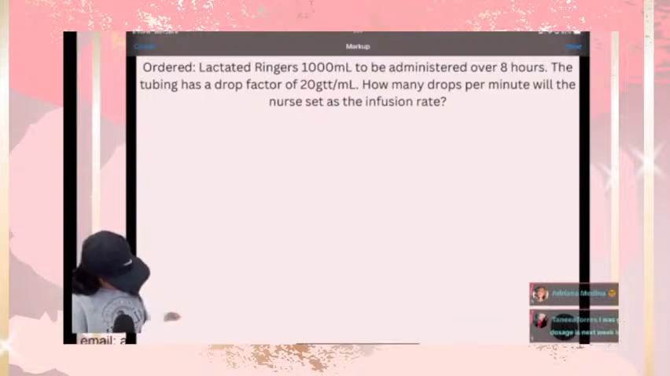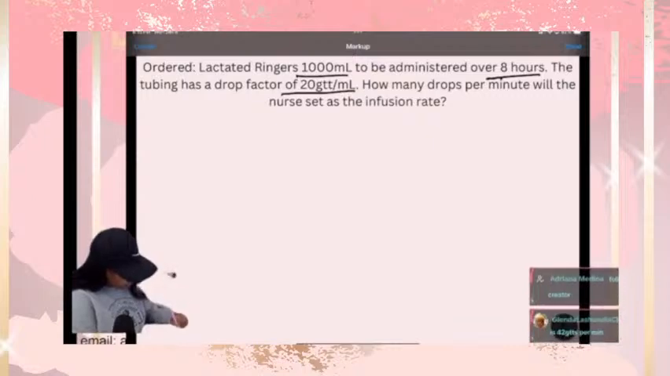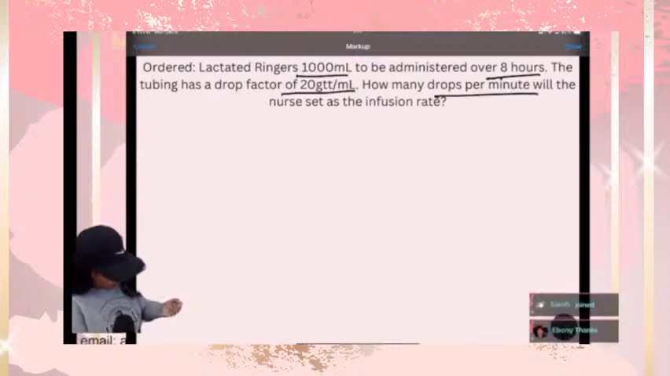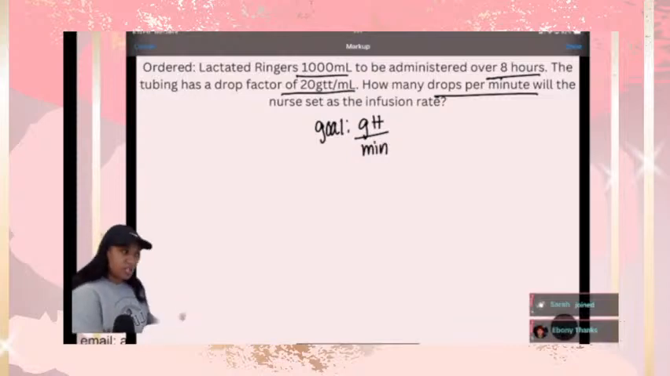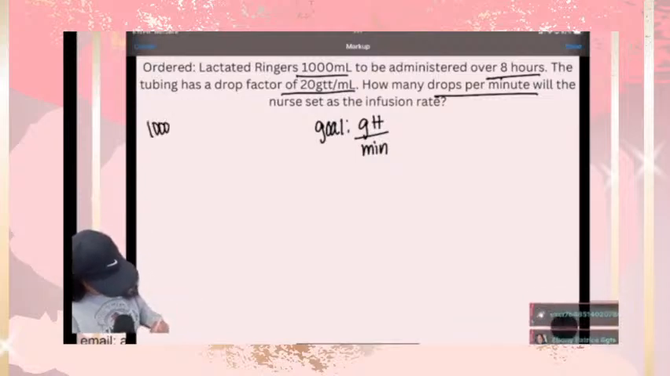Okay. So lactated ringers. This is your drops per minute somebody asked for. All right, lactated ringers, 1,000 mLs to be given over 8 hours. Tubing has a drop factor of 20 drops per milliliter. How many drops per minute will the nurse set as the infusion rate? So, goal is GTT over minutes. Are we doing this with dimensional analysis, or do we have some formula people who have snuck in on us? Because I will do it both ways.